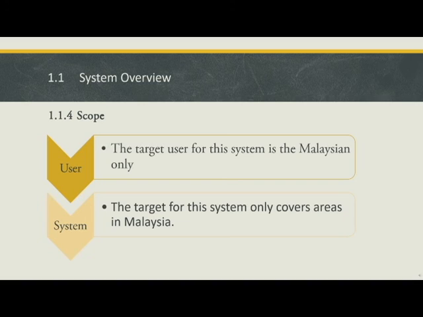Next, scope. User: the target user for this system is Malaysians only. System: the target for this system only covers areas in Malaysia.